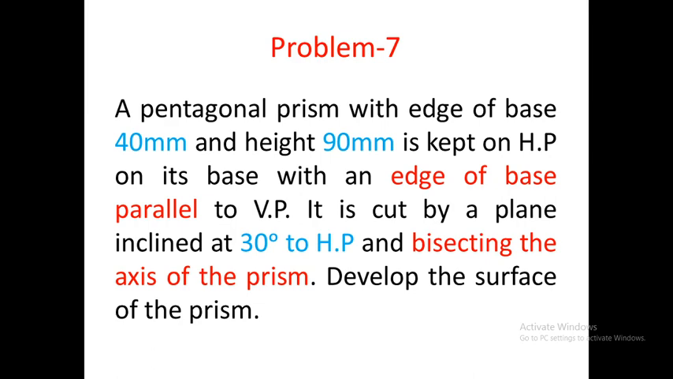In the second statement it is given, it is cut by a plane inclined at 30 degree to HP and bisecting the axis of the prism. So in the second step, we have to cut the prism by a section plane which is inclined at 30 degree to HP and passing through the center of the axis of the prism since it is bisecting the axis of the prism. So let's begin with the solution.